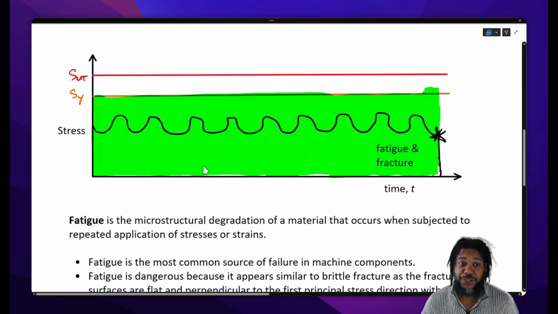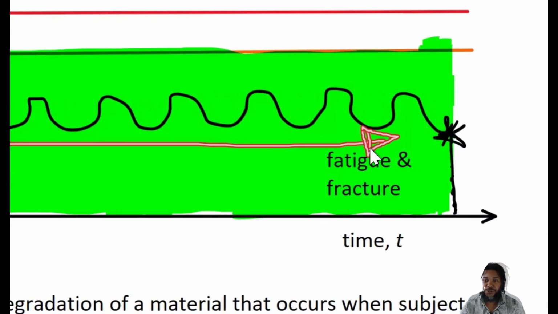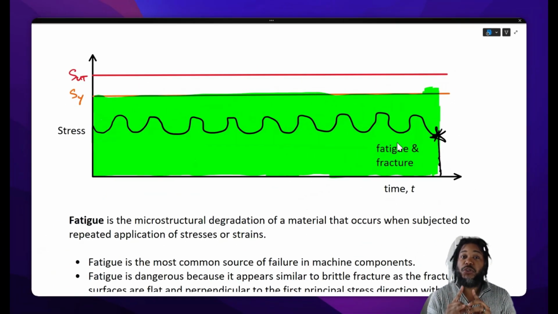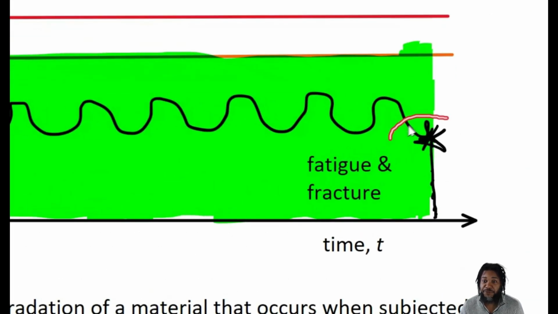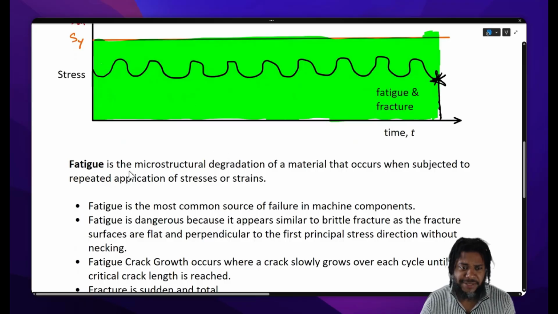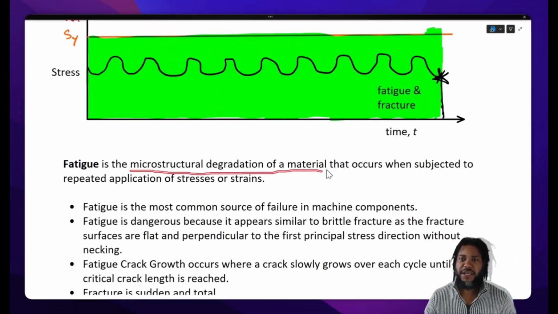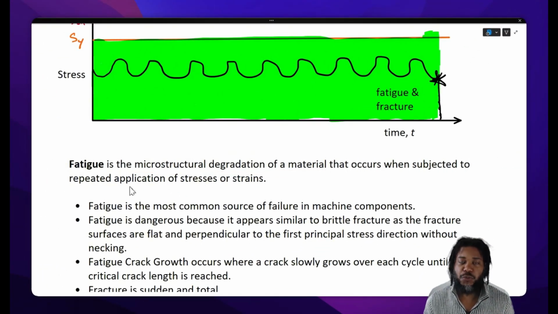Now, the challenge with fatigue is that after a certain number of cycles, a crack will start to grow in our structure, propagate, and fracture will occur. So fatigue, in essence, is defined as the microstructural degradation of a material that occurs when subject to repeated applications of stresses or strains, so loads.